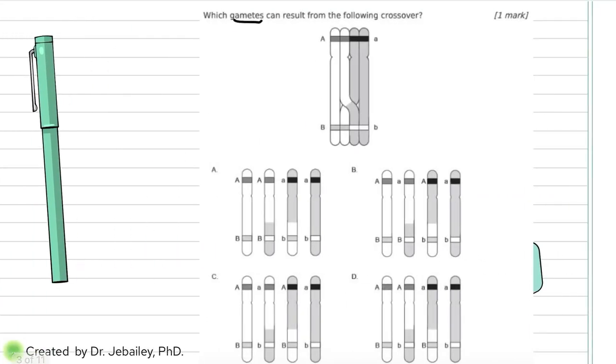Now it says, which gamete can result from the following crossover? So in the crossover here, you see the drawing. That means this is big A, and this is big A, and this is big B, and this is big B. On the other hand, you have little a, little b, little b. So the crossover is happening in this direction. That means B and small b are crossing. So you're probably going to have big A and big B, the same one right here for this one. The second one, you're going to have big A, but it's going to be with a small b.